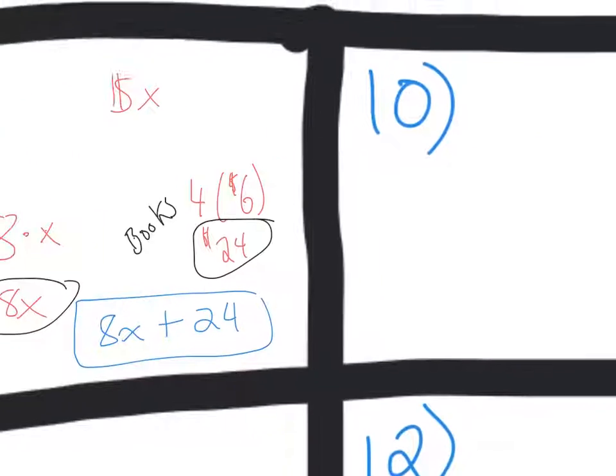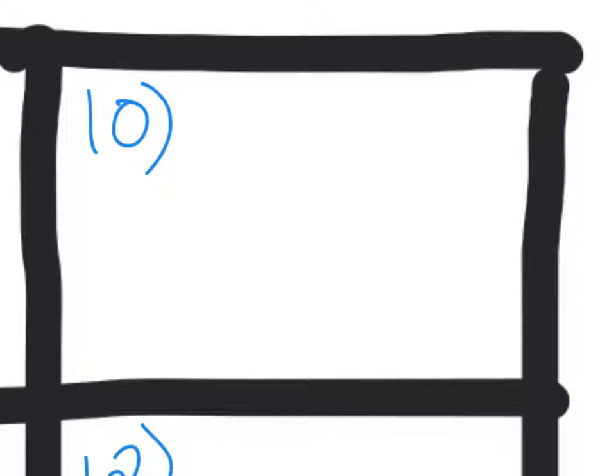Moving on to number 10. This one says Gabriella is X years old. So I'll put Gab, and she's going to be X. Her sister Felicia is 6 years older than she is, so she's going to be X plus 6, because she's 6 years older than Gabby, and Gabby is X, so Felicia is X plus 6.